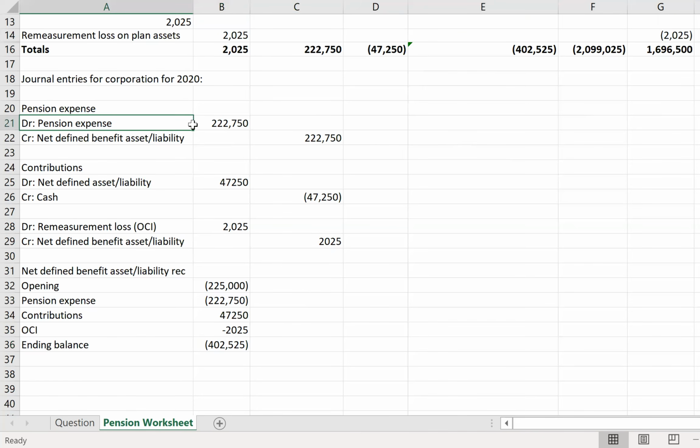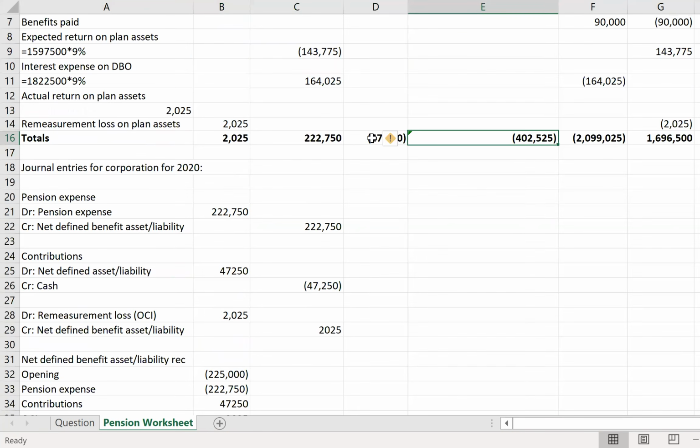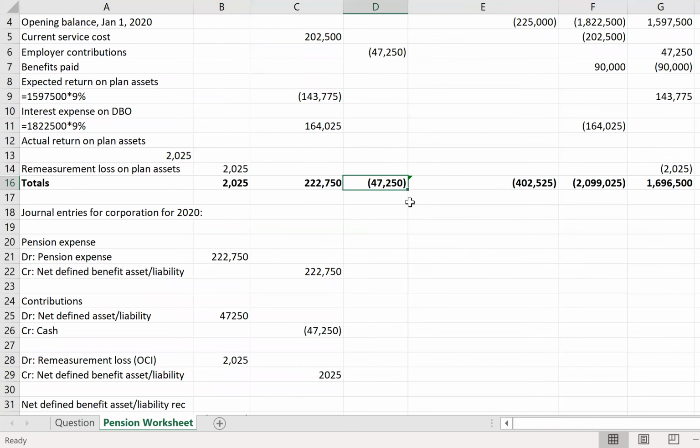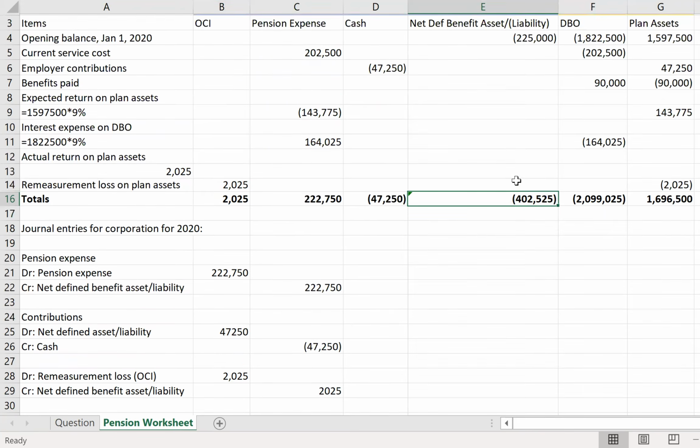So the debit to our pension expense that we knew from here, the offset is to this account, the net defined asset and liability. Contributions, we knew our contributions here were a credit balance of 47,250. The offsetting account is this net defined asset or liability as a debit. OCI, we knew that this was a debit balance of 2025. The offsetting account is this net defined asset or liability account here.